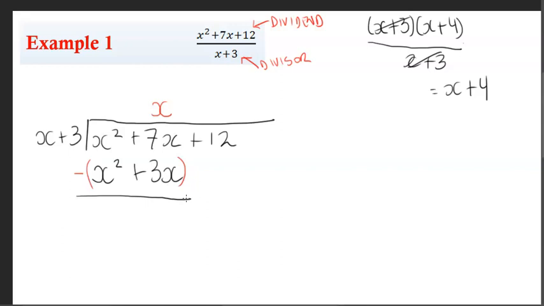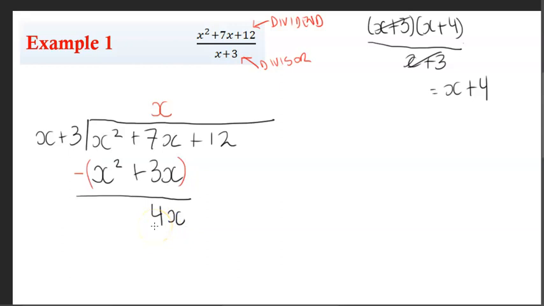Okay, let's take this x squared and take away x squared. x squared take away x squared is 0. I mean, we kind of expect that. If you've seen this process, you kind of expect this diagonal of solutions to happen. So x squared take away x squared is 0. And what is 7x take away 3x? Yeah, 7x take away 3x. So the answer is positive 4x.